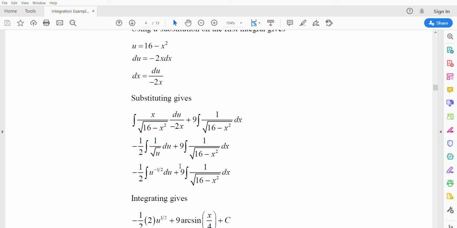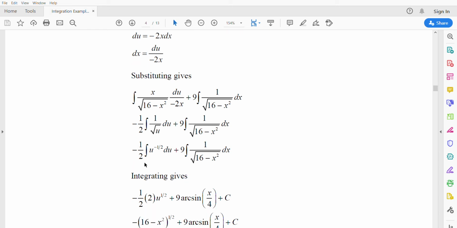Integrating these, the first one is going to give me negative 1/2 times, and I have to add 1 to the exponent. Negative 1/2 plus 1 gives me a positive 1/2, and dividing by the new exponent, dividing by 1/2, gives me a positive 2. So I get negative 1/2 times 2 times u to the 1/2. Plus, integrating the second one, I'm going to have a 9 in front, and this over here is going to be my arc sine. So I get the arc sine of x over 4 plus a constant.